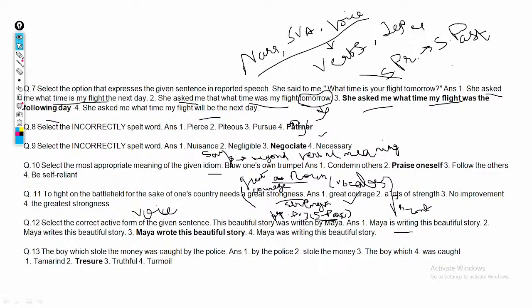So every time you get the correct answer, see, option 4 was "writing." But as I already said, we don't need a continuous tense, and we don't actually have a continuous tense in the first place. So how can we just introduce a continuous tense in our answer? That is why 3 is the most appropriate one, because this is simple past tense and Maya is the subject. Maya wrote this beautiful story. So this is our absolutely correct option.